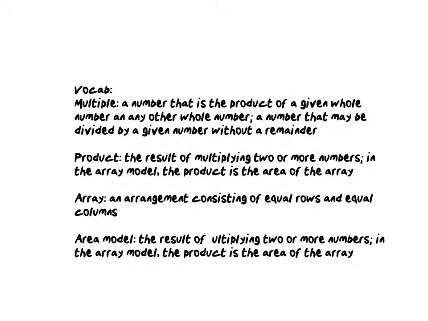Now we want to start off by going over some vocabulary that we will need to know. First is multiple, a number that is the product of a given whole number and any other whole number. A number that may be divided by a given number without a remainder. Product, the result of multiplying two or more numbers. In the array model, the product is the area of the array.